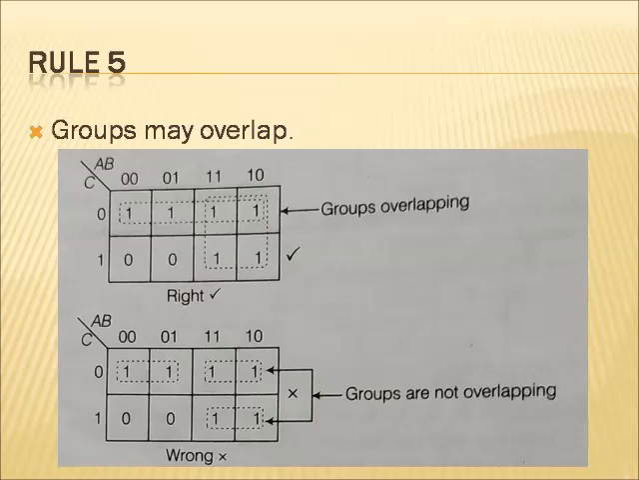whereas in the below diagram, you can see that we are forming the groups as pairs, right? So here the groups are not overlapping, but we have to give the priority that we have to form the larger groups. When we form the larger groups, there is a possibility that groups may overlap. Okay.